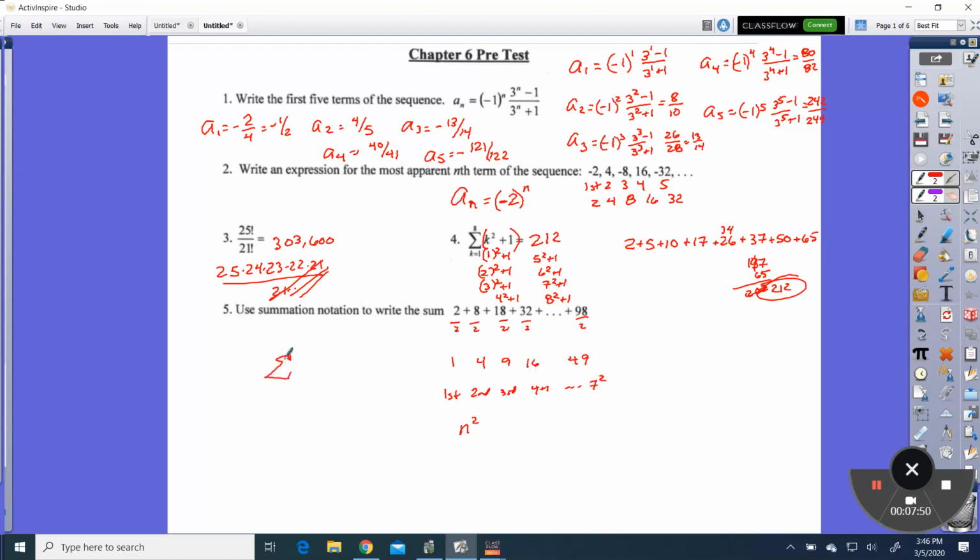So now summation. So we write our little summation guy. We start at 1. So n equals 1. We go up to 7. And my formula is n squared. And that's all that it is.